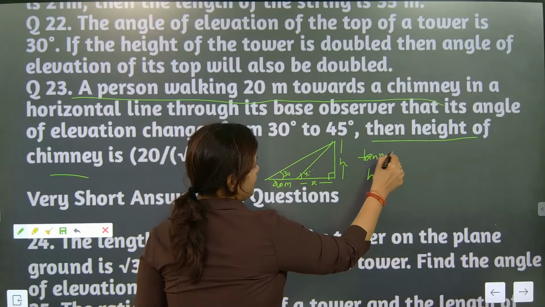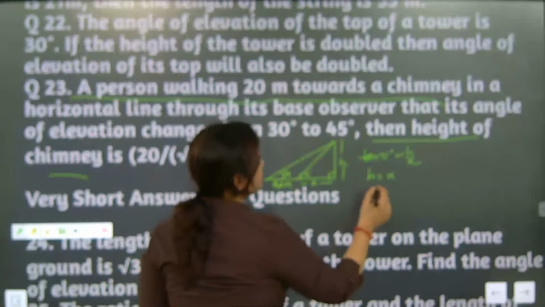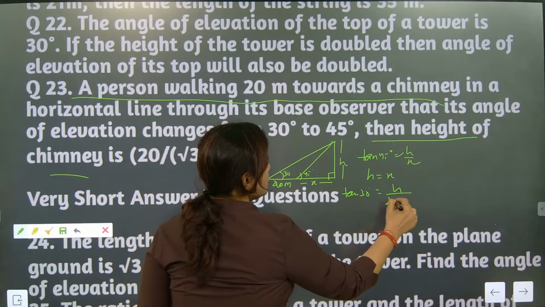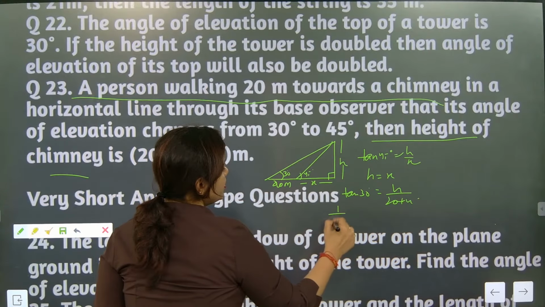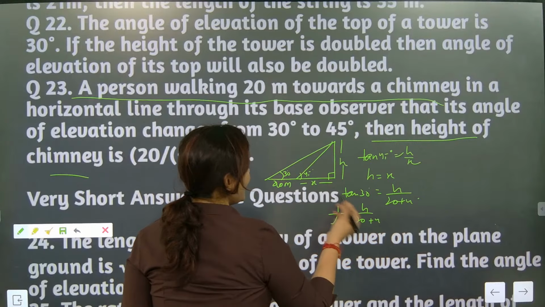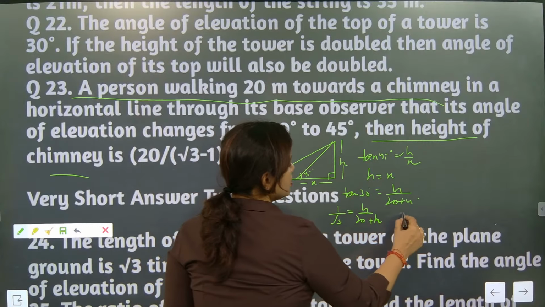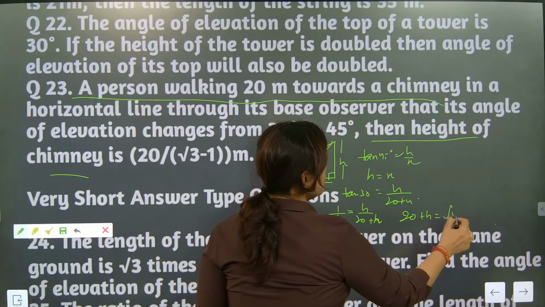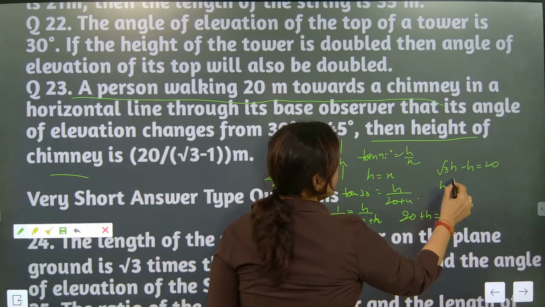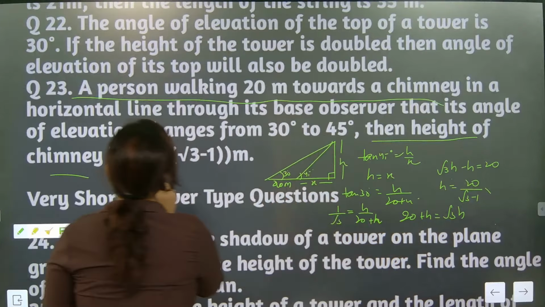If tan 45 degree, that means h by x. So now how much is it coming? H is equal to x. Tan 30 degree is equal to h by 20 plus x. So here 1 by root 3 is equal to h by 20 plus x. X value we don't know, so h is equal to x, and here also we can write h. So 20 plus h is equal to root 3h. So root 3h minus h is equal to 20. So h is equal to 20 by root 3 minus 1. What is the answer? 20 by root 3 minus 1.